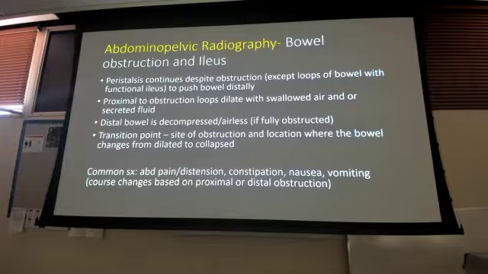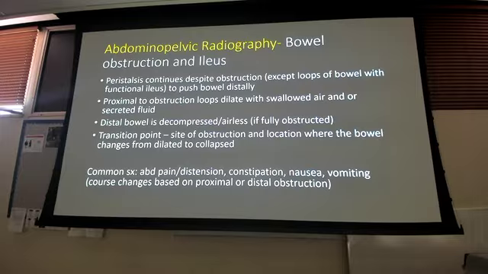Proximal to that obstruction, so I got the obstruction, right? It's trying to squeeze through. Proximal to it, I'm going to have dilated loops of bowel full of air. Why? What's the patient still doing? Swallowing, eating, drinking, breathing. Air is still getting into my GI tract, but it can't go anywhere. So everything proximal to it is going to be dilated with air. Okay, make sense so far?